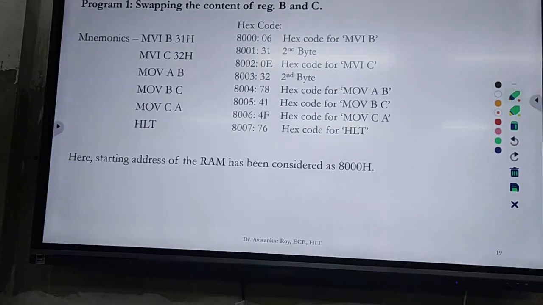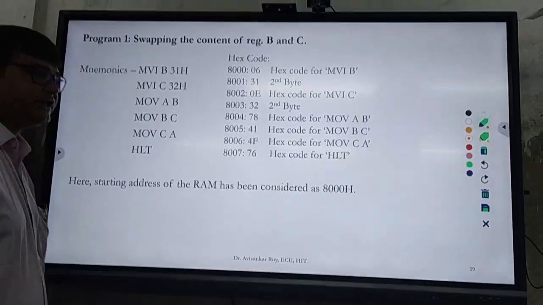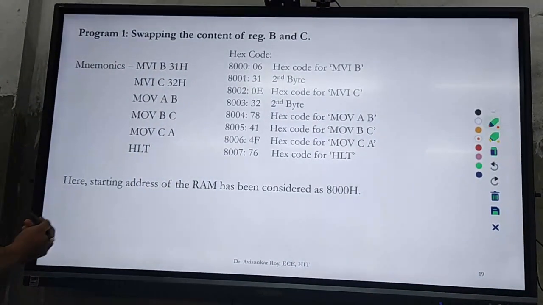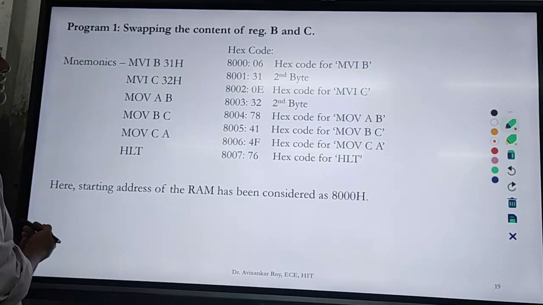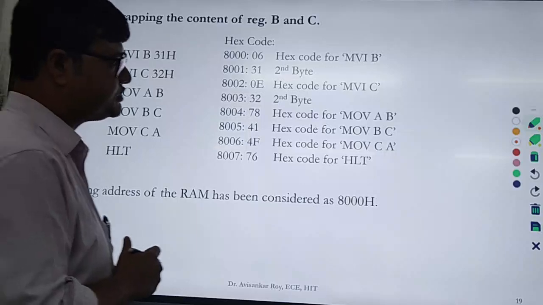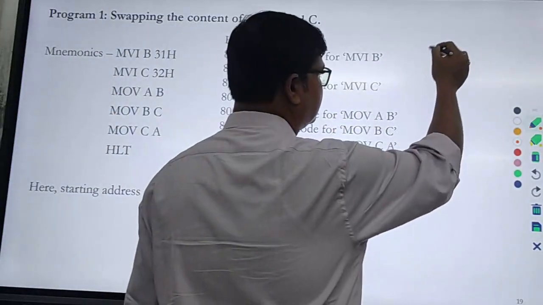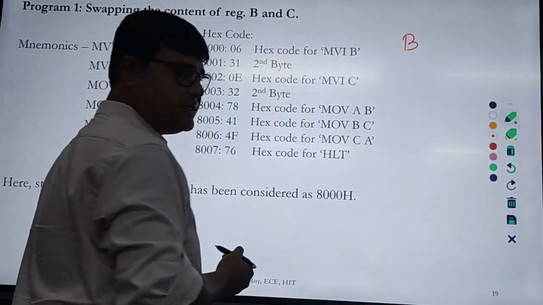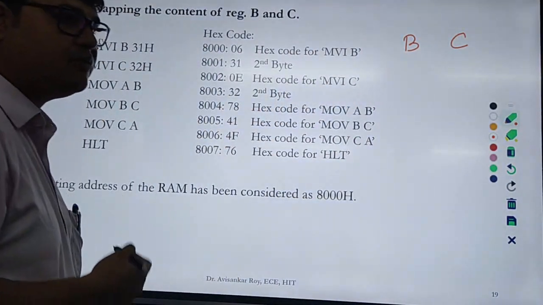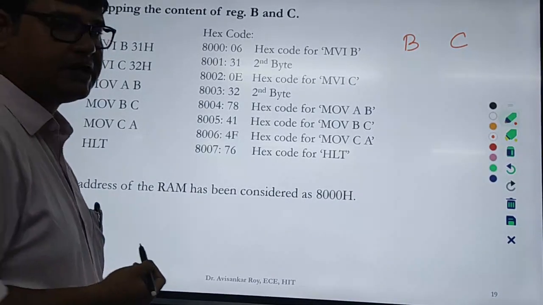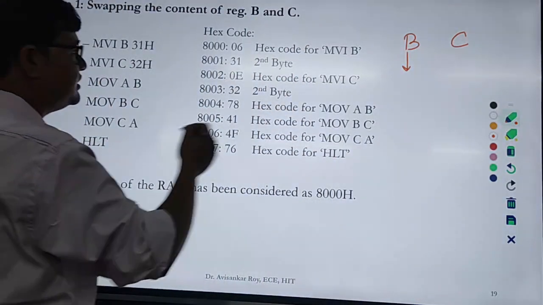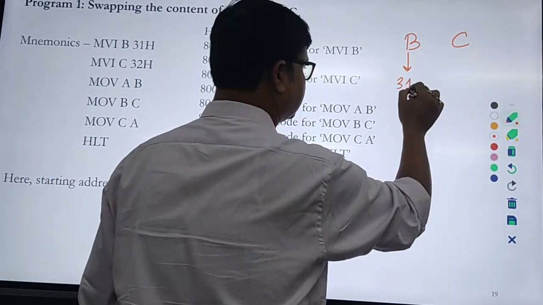Okay, so here is a program. As a beginner in microprocessor programming, we can explain this program as swapping the contents of registers B and C. So how do we write a simple program? We take a register like B and a register like C, and using the program we store some 8-bit data into B as well as C. For example, we can store the data 31H.